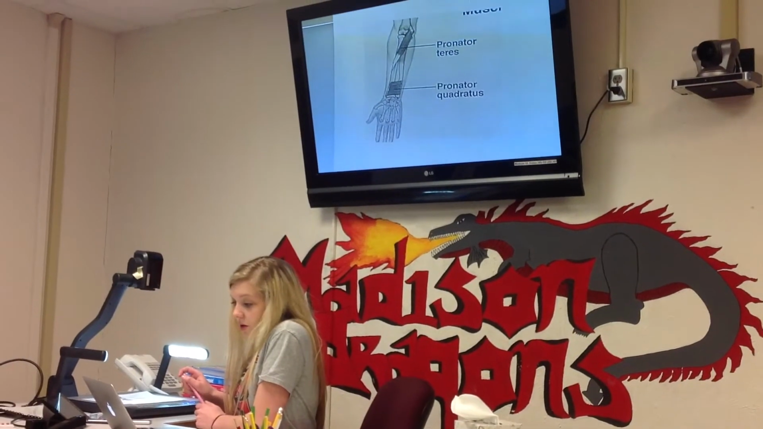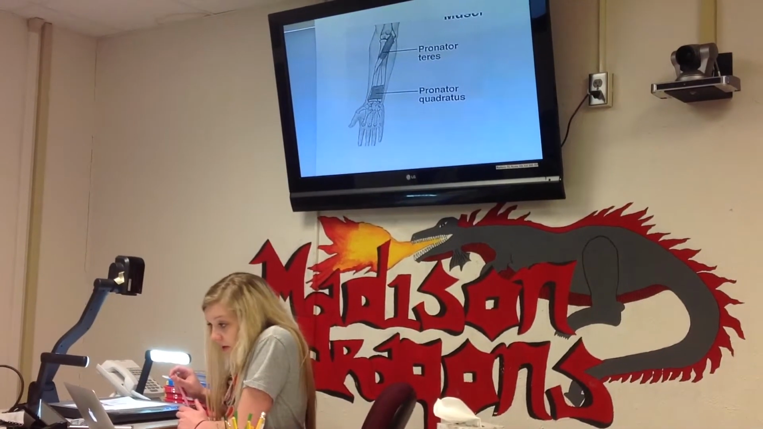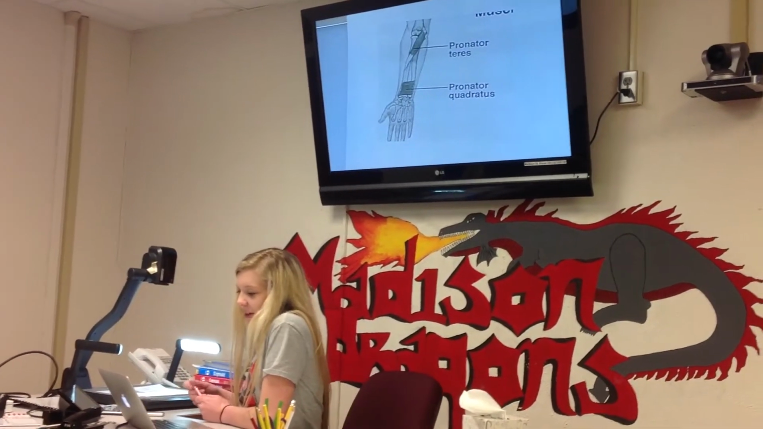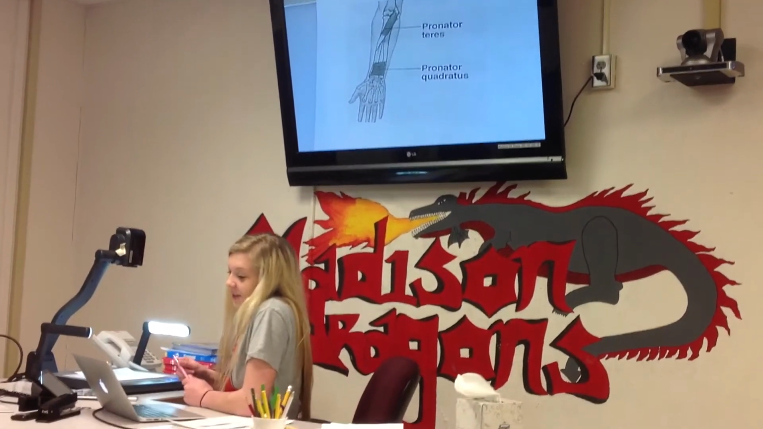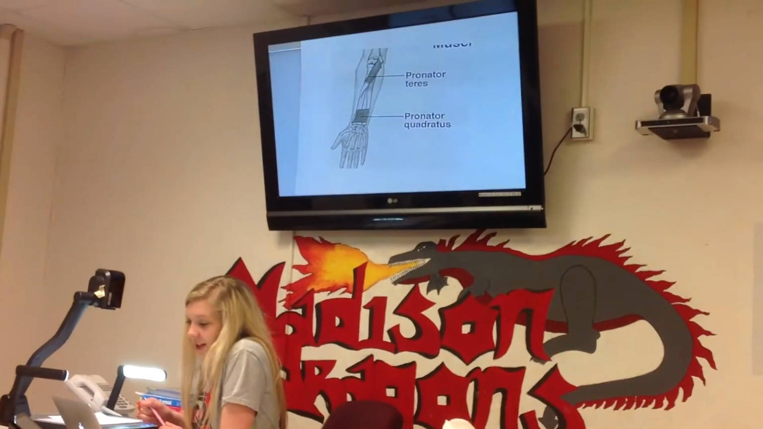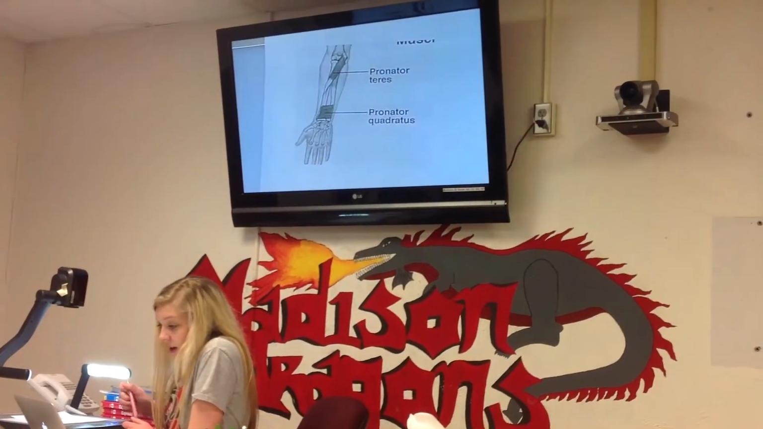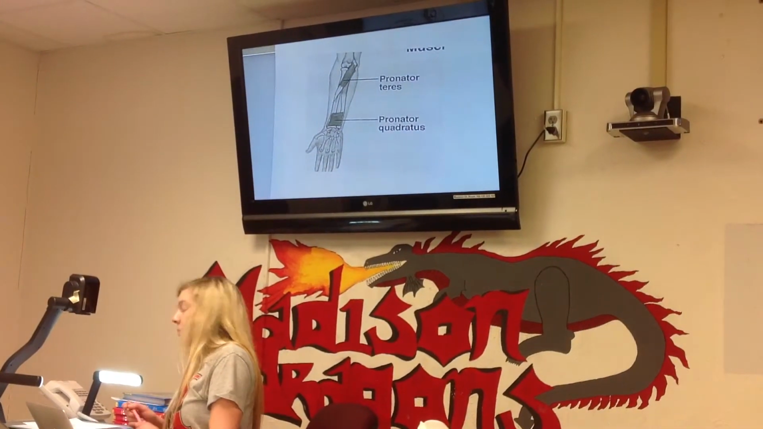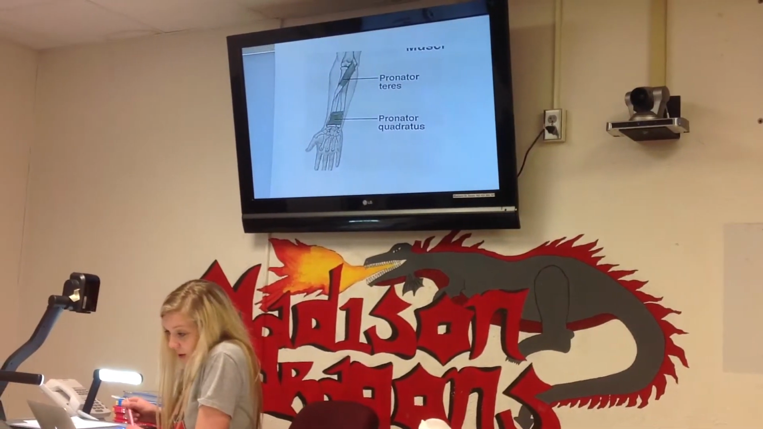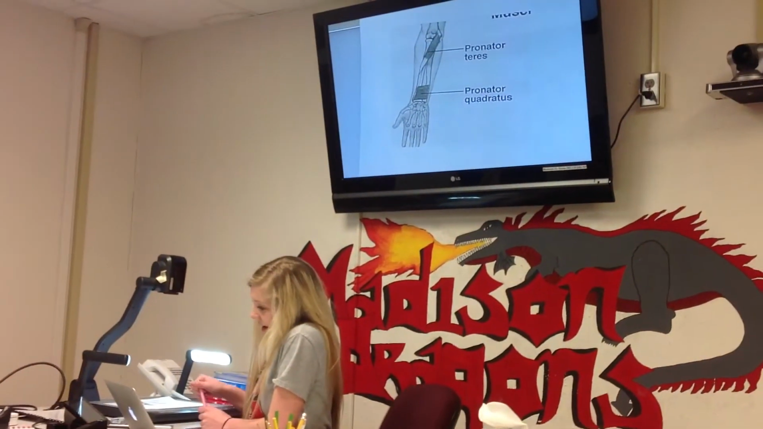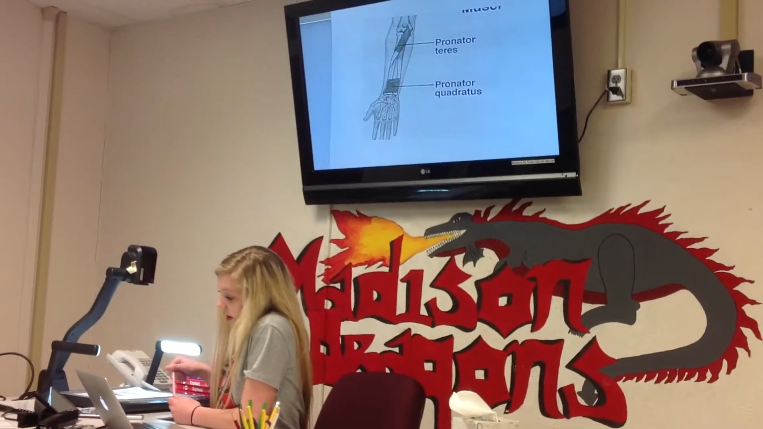The pronator teres, the medial epicondyle of the humerus and coronoid process of the ulna is the origin. The insertion is the lateral surface area of the radius. It rotates the forearm medially and pronates the hand. The agonist is the pronator teres, and the antagonist is the supinator muscle.